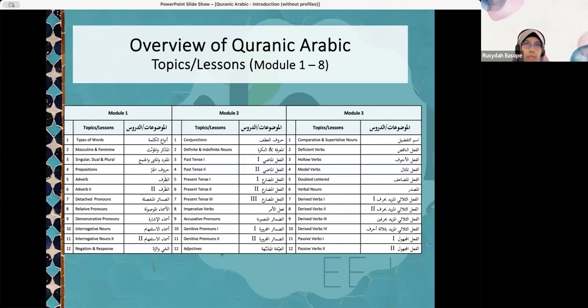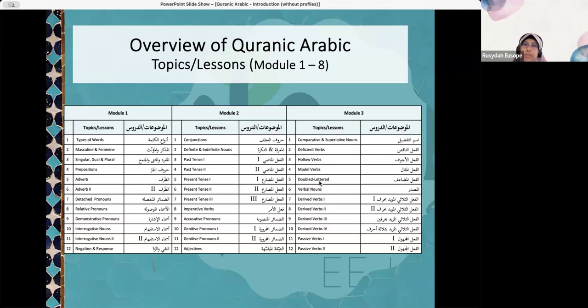So these are the topics in module 1, module 2, module 3, the first 3 modules. The topics are grammar based, or we use a grammar approach. Therefore, the topics are past tense, imperative verbs, accusative pronouns. These are all grammar terms or grammar topics. Deficient verbs, the different types of verbs. How do we identify them? And then double-lettered verbs.